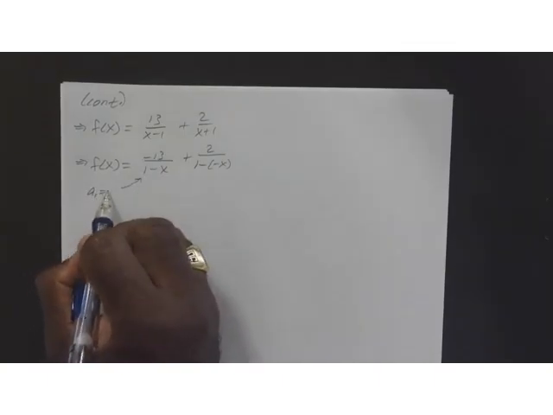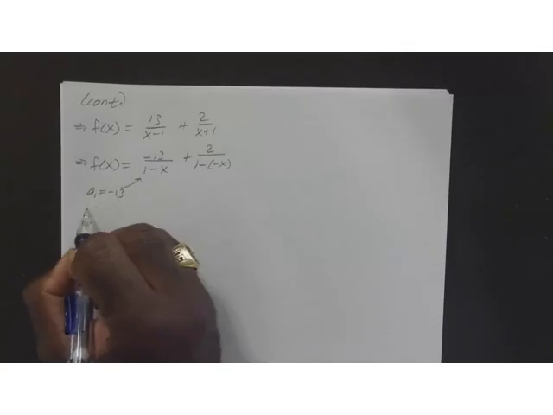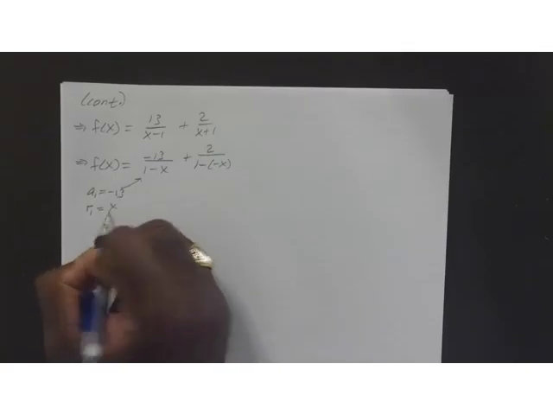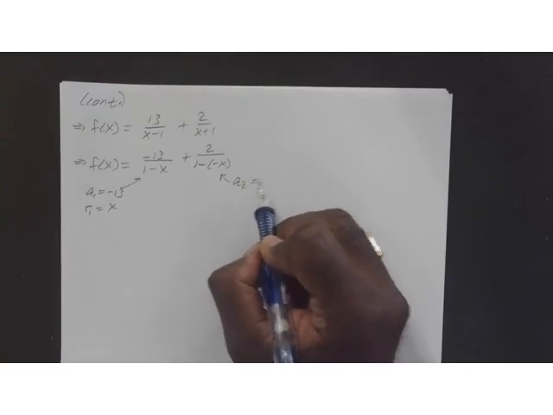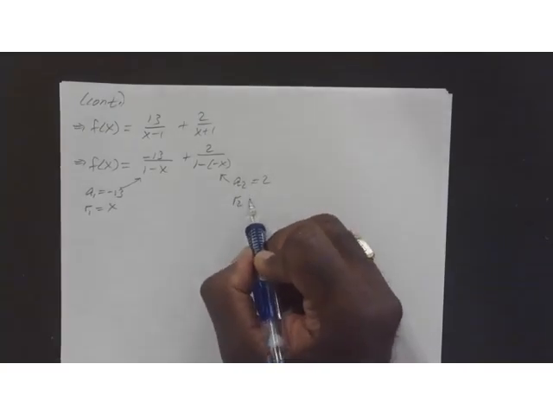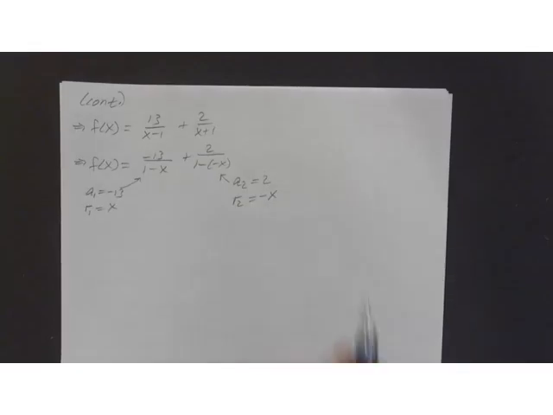Where our a number 1 is equal to negative 13, and our r number 1 is equal to x. For this one, our a number 2 is equal to 2. Now our r number 2 is equal to negative x.